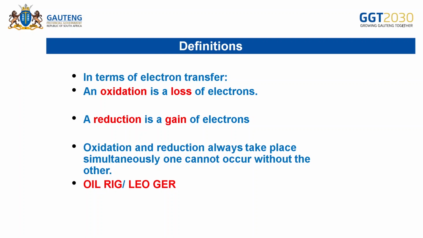Let's start with the definitions. If you are asked to define oxidation in terms of electron transfer, we say oxidation is the loss of electrons. Reduction is the gain of electrons. Please pay attention to this definition, they are going to ask you. Remember we said the easier way to remember this is to follow the abbreviations OIL RIG and LEO the lion says GER. They help a lot.